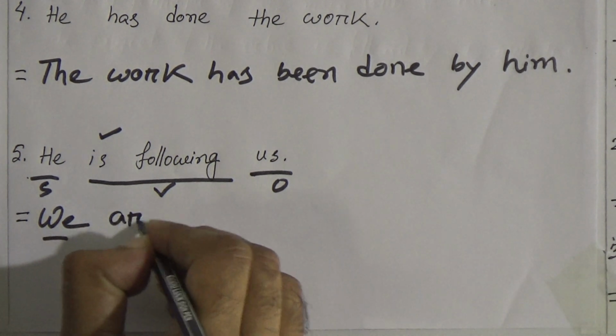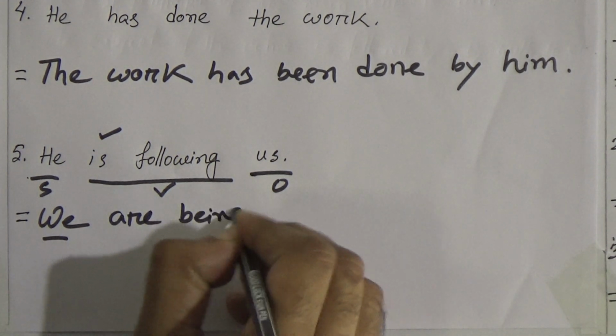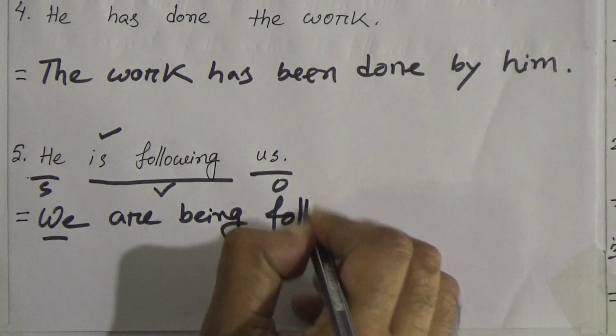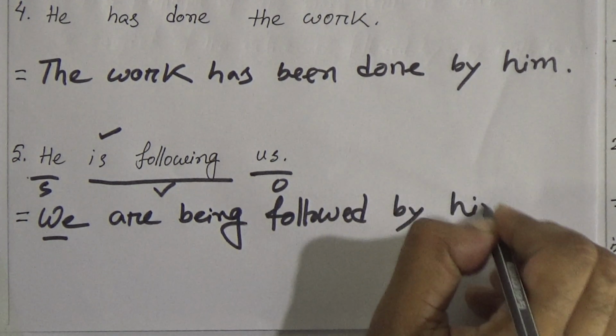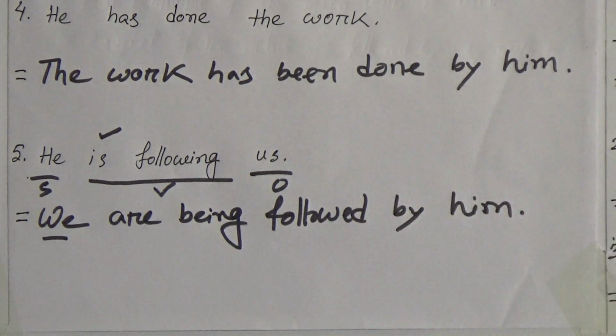We are being followed by him. So these are the solutions of assertive sentences. There are 5 sentences here.